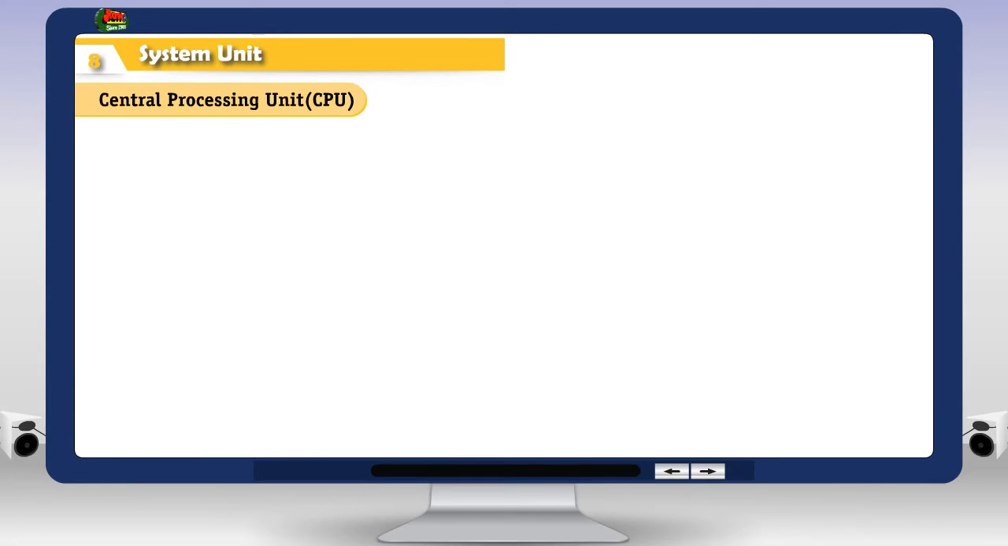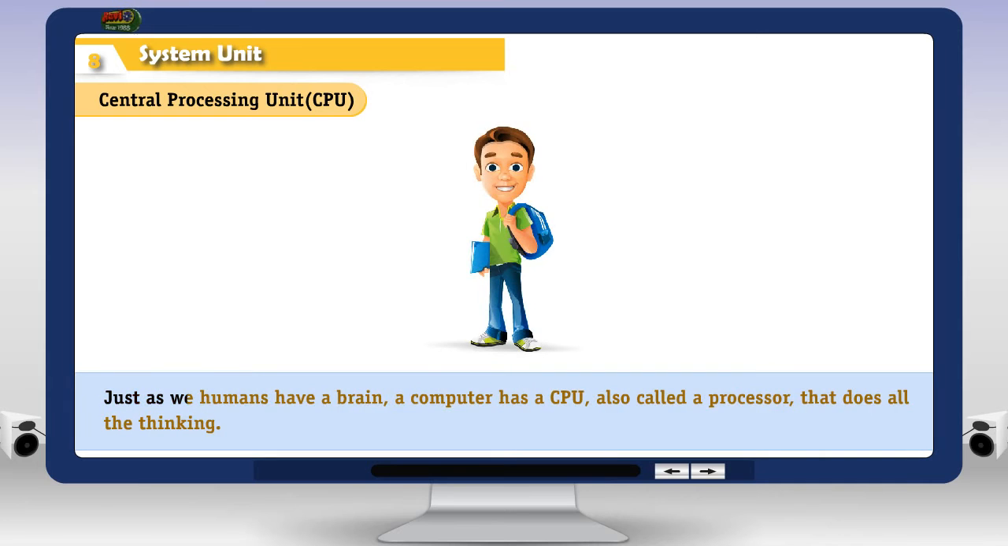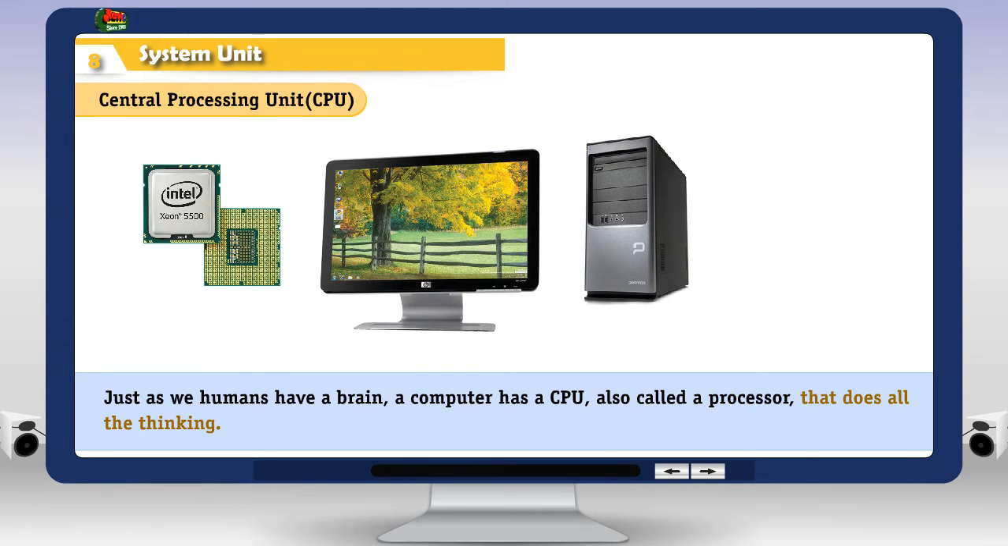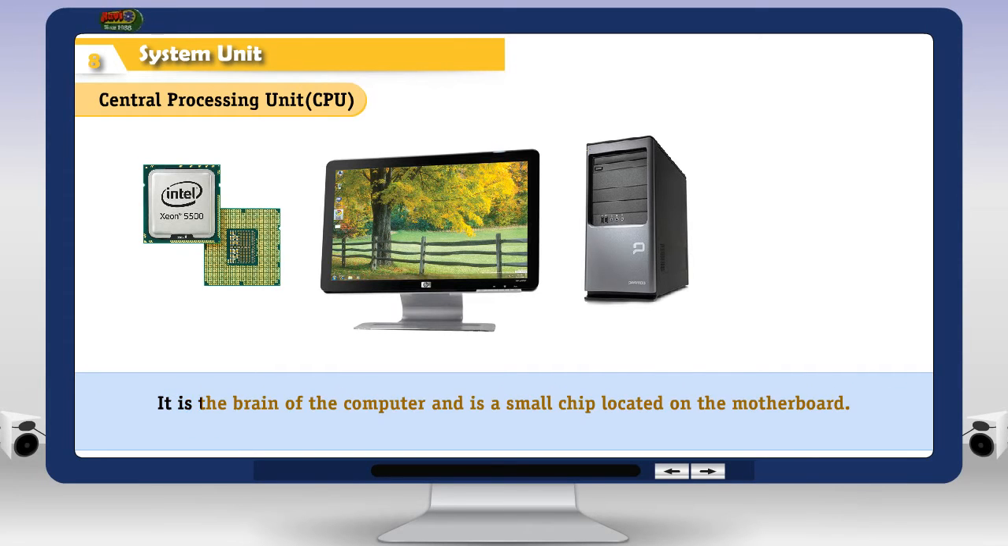Central Processing Unit (CPU). Just as we humans have a brain, a computer has a CPU, also called a processor, that does all the thinking. It is the brain of the computer and is a small chip located on the motherboard. It is the main part of the system unit.